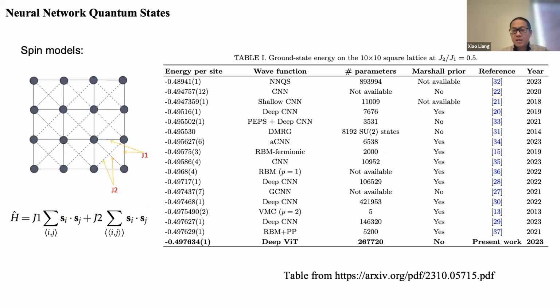The neural network state is a powerful representation, and this table takes the frustrated J1J2 model as the example. From year 2018 to date, energy precision has been constantly improved. Thus, neural network states are promising for spin models.